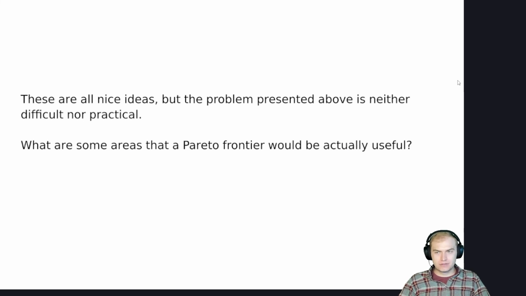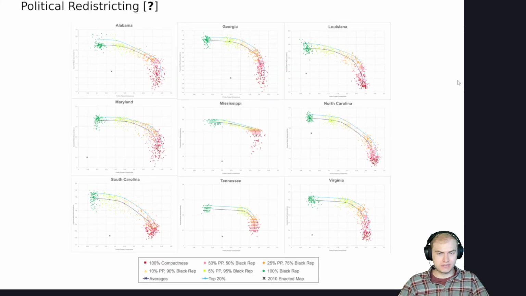Okay, so we've seen all of these methods. They're nice, but the problem that we explored them in is not difficult, and it's not really practically sized. There are so many more things to worry about in a real planning problem. So I have a few examples of when the Pareto frontier is actually useful. It's actually important. First one is from my own research that I've been doing with a political districting group here on campus.